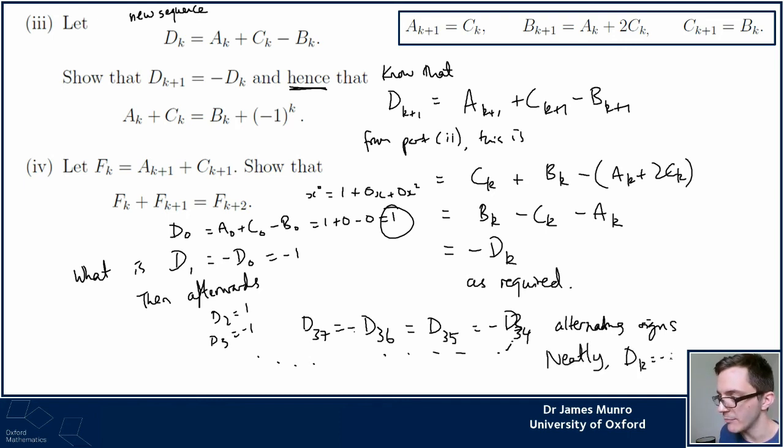d_k is minus 1 to the k. Starts at 1, alternate signs. If it started at minus 1, I think I'd want an extra minus sign in here. But I think I've got the right number of minus signs. Okay. And then slightly rearranging that to move the b onto the other side gives me this statement. Okay, great.